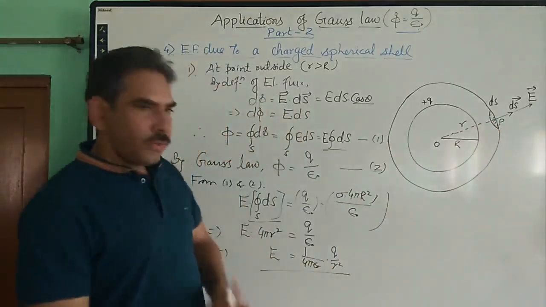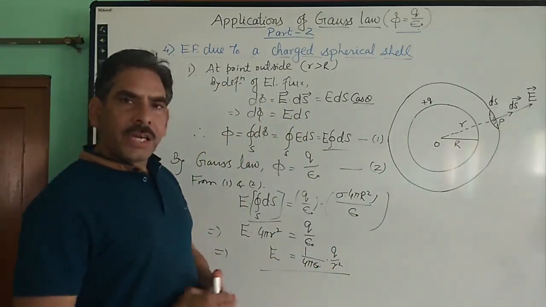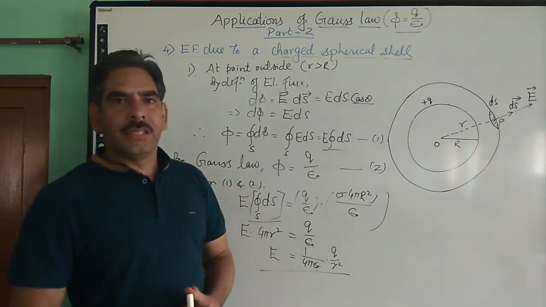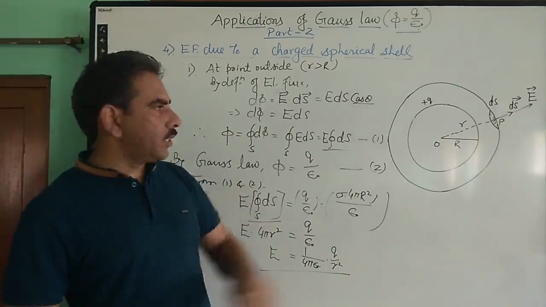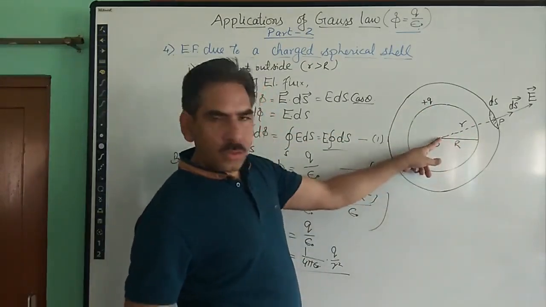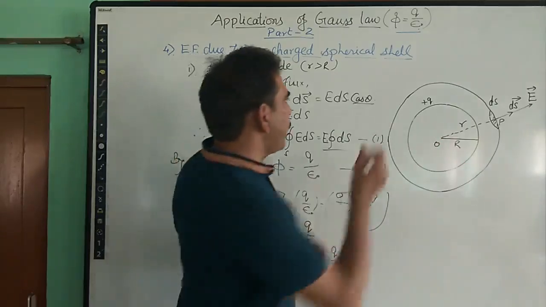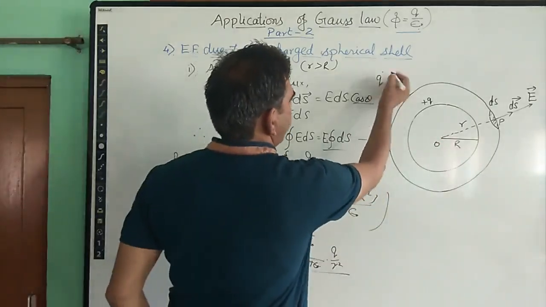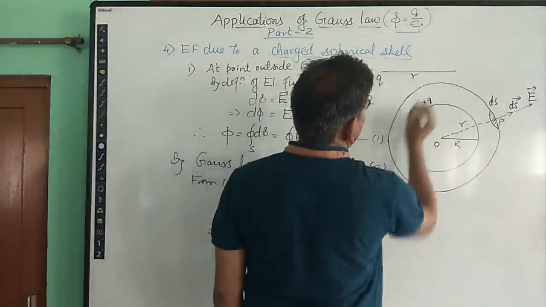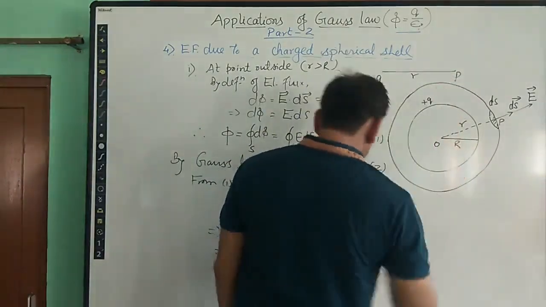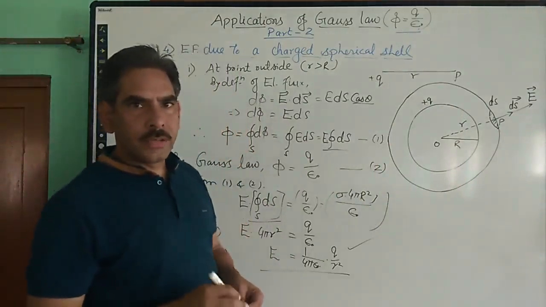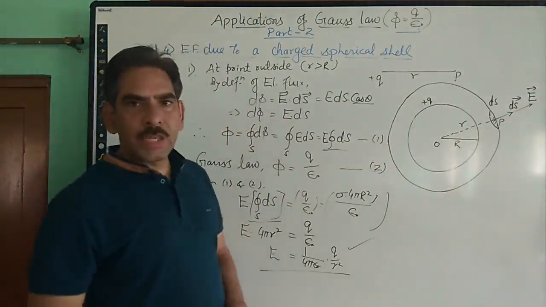So this is very simple to understand. And if we recall the expression for the electric field due to a point charge q, for example, if this whole charge which is distributed over this spherical shell were lying at one point, and we are willing to find out the electric field due to this charge at distance r, then we get the same expression.